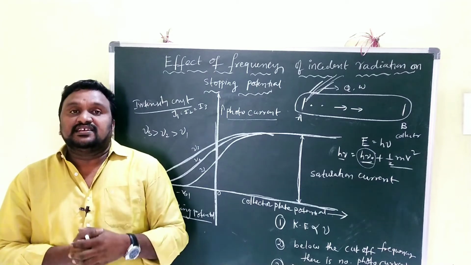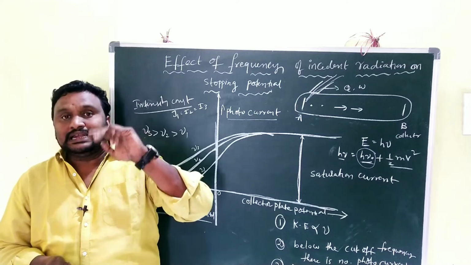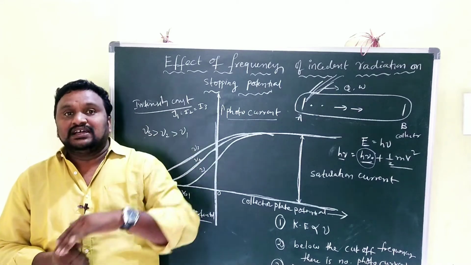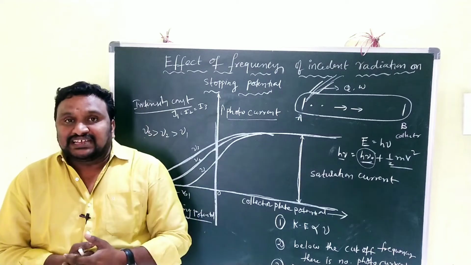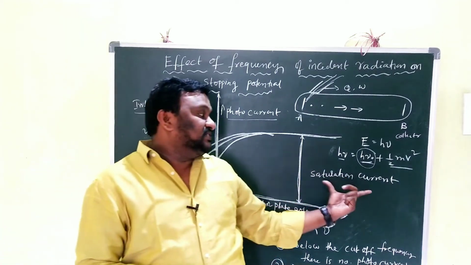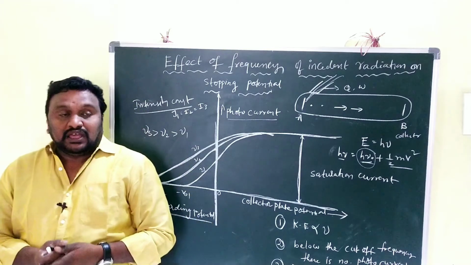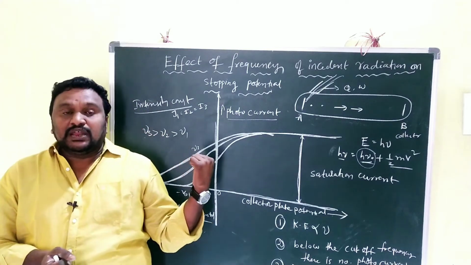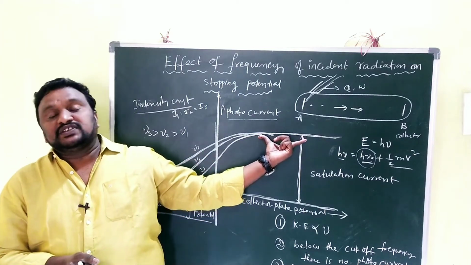So the current will increase. When the value of collector potential is increased, at a particular value of potential the current will be maximum. That current is what we call the saturation current. So from this diagram you have to know that all have the same saturation current.